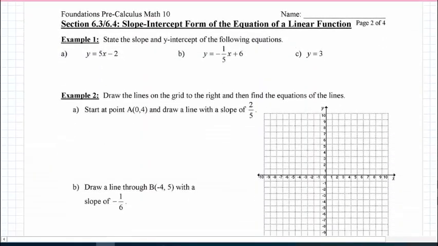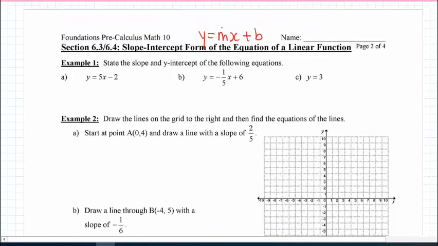Hey, remember what we had on the previous page again? y = mx + b. m stands for the slope, the steepness of the line, and b stands for the y-intercept. So, example number 1, can you state the slope and the y-intercept for each of those equations? I'll do the first one. You do part B. Slope?